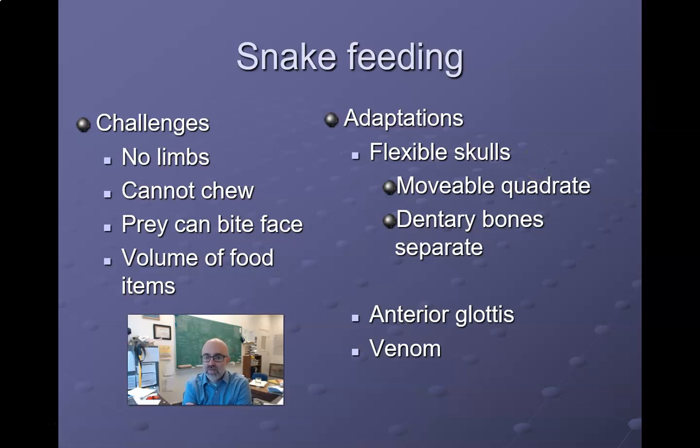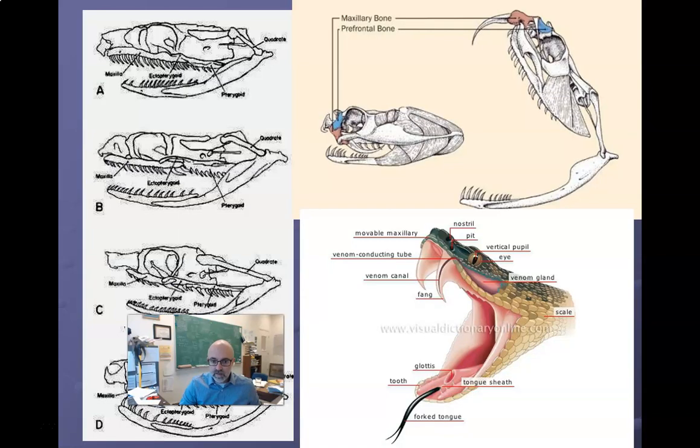Number one, they have very flexible skulls, which allows them to deal with eating large food items and to basically move their head over the food as they eat it. Okay, I'm going to show you pictures of the quadrate and dentary bones on the next slide. They also have this thing called the glottis, which is pretty far anterior in their mouth, which allows them to breathe in front of the food item, which is basically blocking their trachea. So the trachea doesn't end at the back of the mouth. It does because of this glottis at the front of the mouth. And then venom. Venom is an amazing adaptation to these challenges, and I'll try to explain that a little bit.